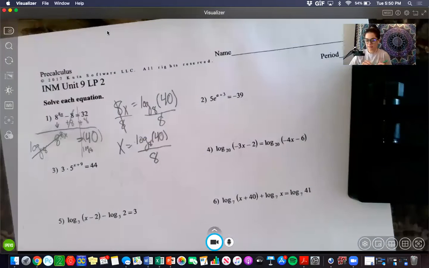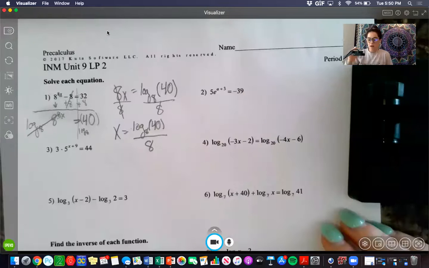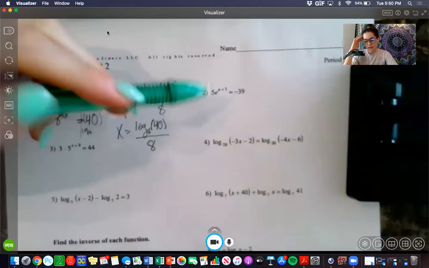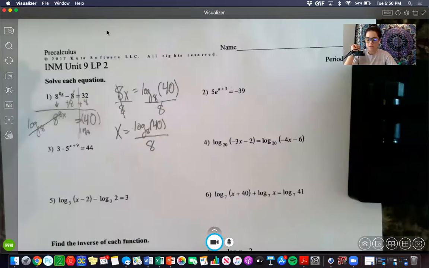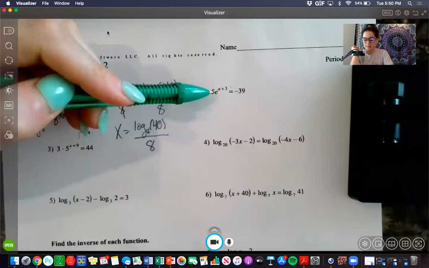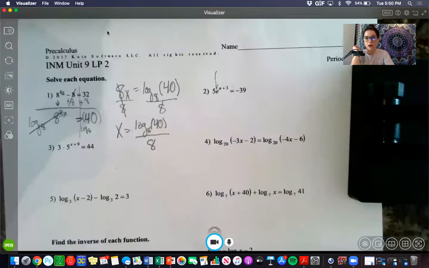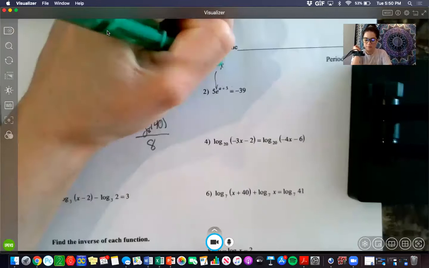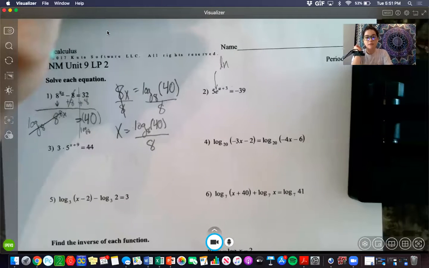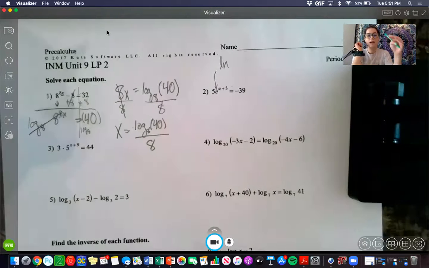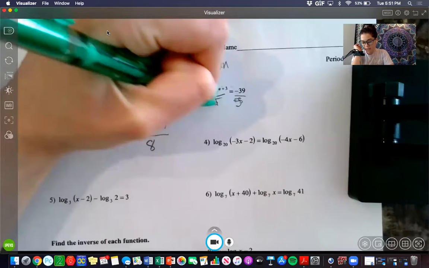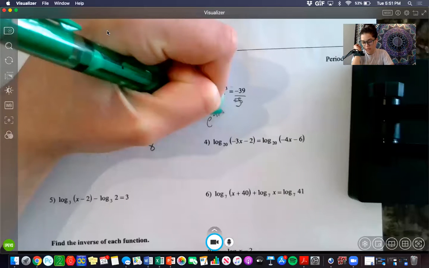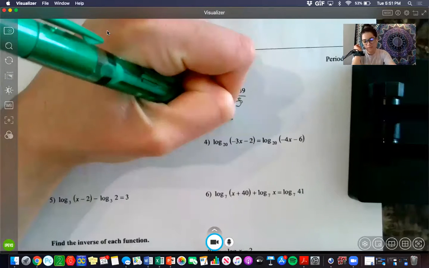And let's try again. So we've got 5e to the a plus 3 equals negative 39. So remember, e is an actual number, and we undo it with a natural log. So to get e to the a plus 3 by itself, the first thing I need to do is actually divide by this 5. Oops, positive 5. So we get e to the a plus 3 equals negative 39 divided by 5.